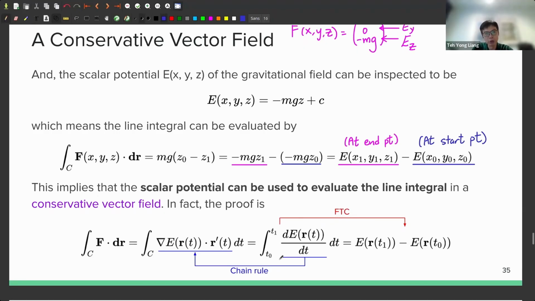Actually, this is the proof, using the chain rule and the fundamental theorem of calculus. Due to time constraint, I will not go through it. You can go through this pretty easily.